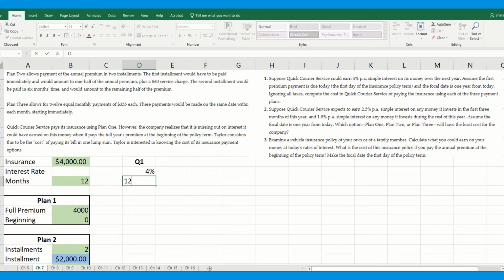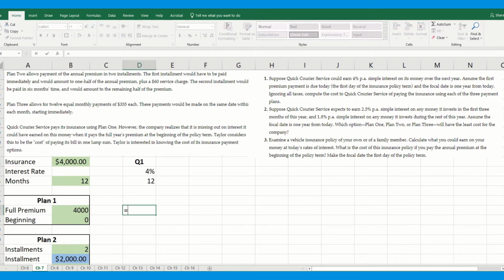So we're going to look at Plan 1. In Plan 1, maybe I should put them all the way across, but we'll see how that goes. In Plan 1, they have a full premium of $4,000. So what we need to do is find the future value because the focal point is going to be 1 year from today. So we're going to use simple interest and use 1 year from today as the focal point. We're looking for the future value. In this one, we're going to click on the cells, and we'll be still using our simple interest formula for future value.